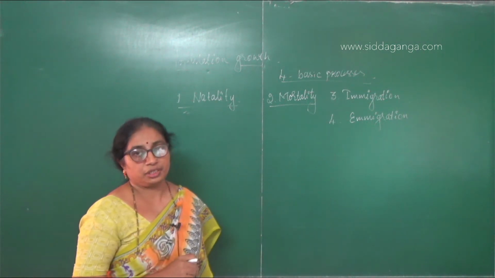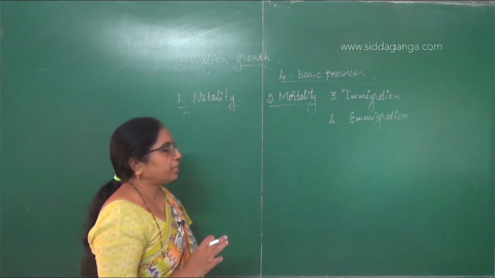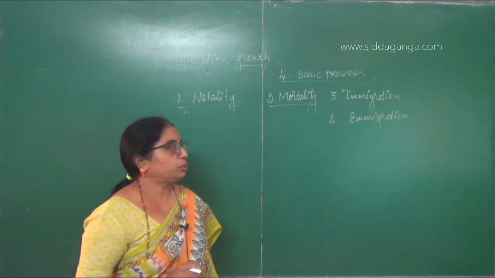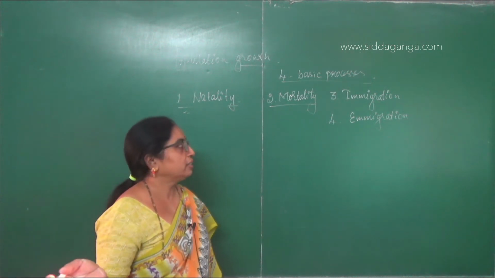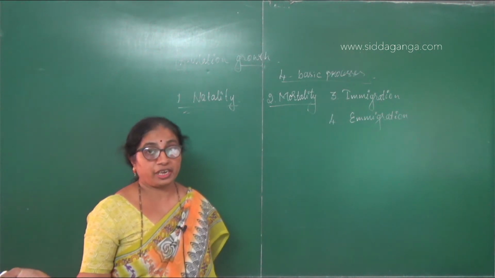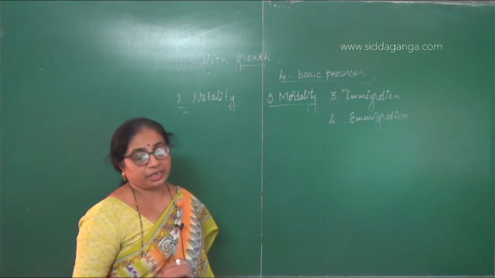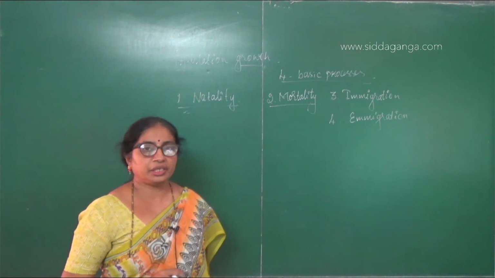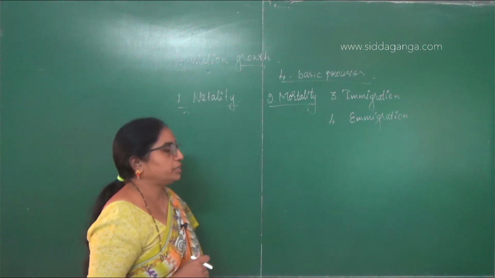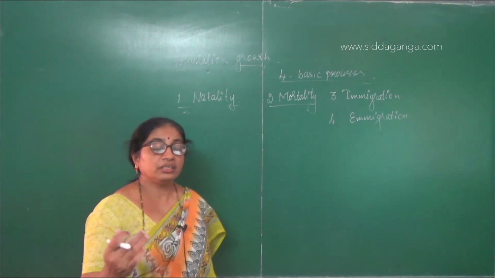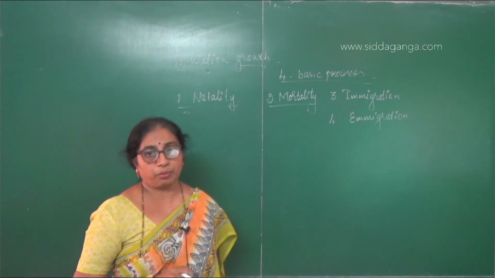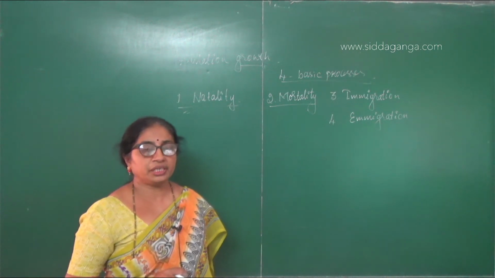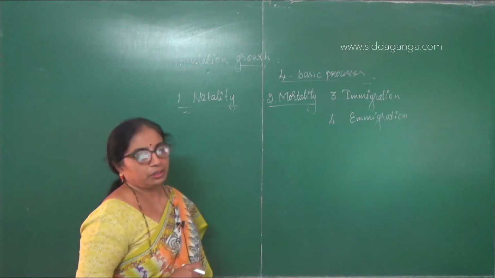The second one is mortality. So mortality refers to the death rate. The number of individuals which undergo death in a given period of time in a particular habitat is called the mortality. So the death rate can be called the mortality. So mortality brings about a decrease in the population size.